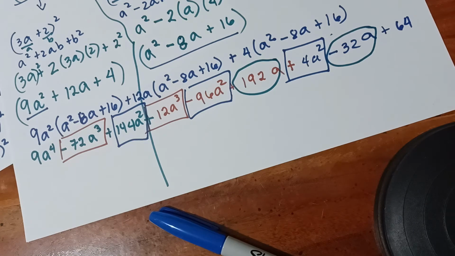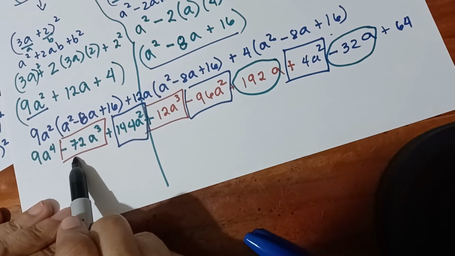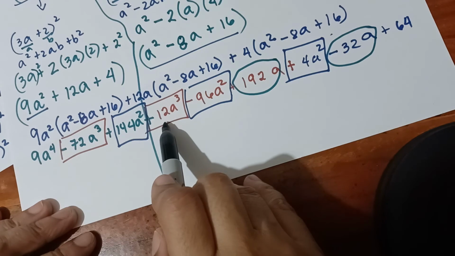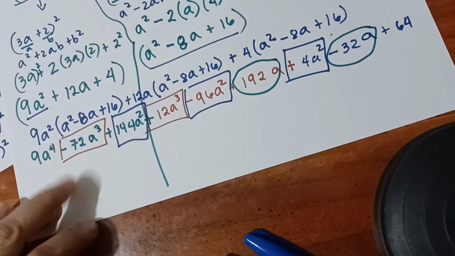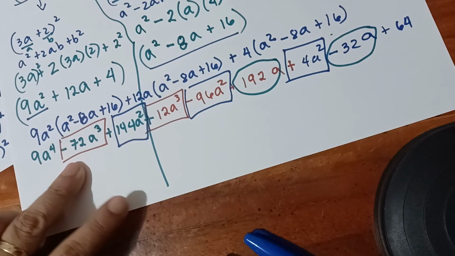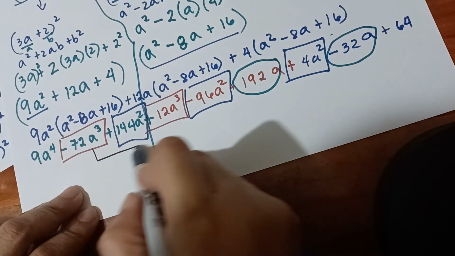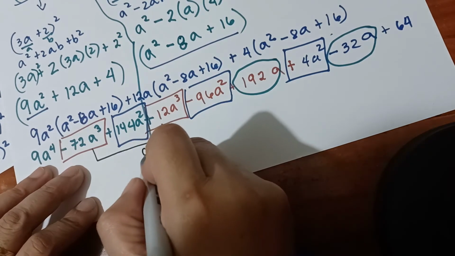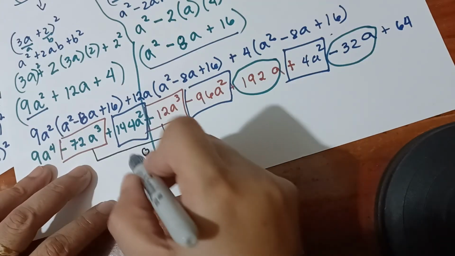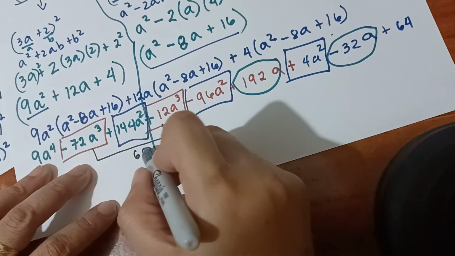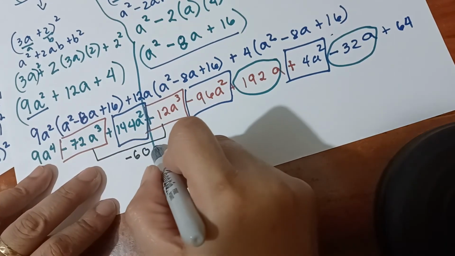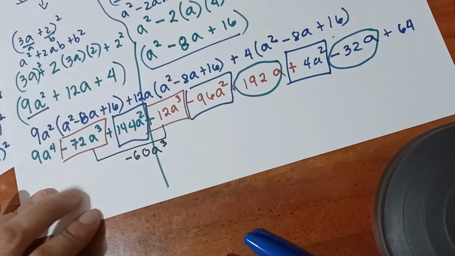Now, we are ready to combine like terms. So, negative 72a cubed at positive 12a cubed. So, since unlike sign sila, ano ang mangyayari? Sila ay magsusubtract. At pag sinubtract mo sila, magiging 0 and then 7 minus 1 will be 6. So, eto magiging 60 at ang sign is negative kasi mas bigger siya. So, negative 60a raised to the third power na siya.